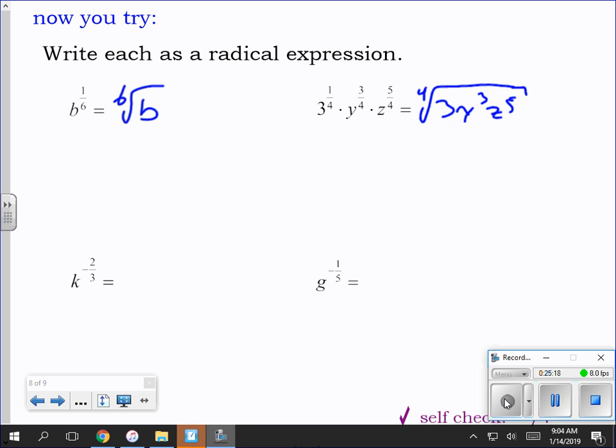This one has a negative exponent, so it's 1 over. The 3 means that I have the cube root. The 2 means it's squared. Same thing on the next one. I have a negative exponent, so it's 1 over. And the 5 means I have the 5th root of g. Piece of cake. Extremely important to be able to go back and forth between radicals and fractional exponents, though.